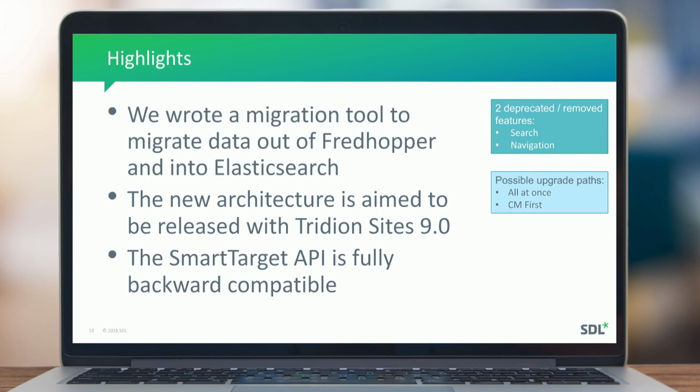So at this point in time, we have sort of finished the rework. We basically aim to release that when Sites 9 comes out. And the nice thing, or at least I like it, is that the public SmartTarget API is fully backward compatible. So that means that you can still do a CM first upgrade, or you can do all at once, or you could probably even do a CD upgrade, although I'm not sure if that's going to be supported. But it gives a lot of flexibility.